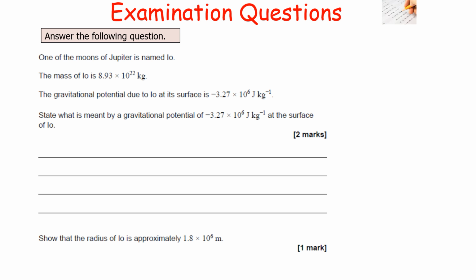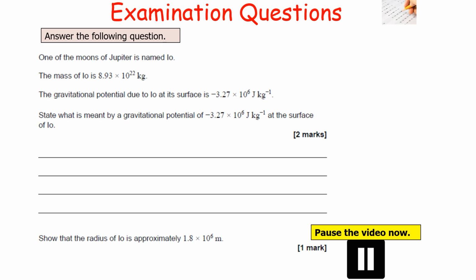The next question says, one of the moons of Jupiter is named Io. The mass of Io is 8.93 times 10 to the 22 kilograms. The gravitational potential due to Io at its surface is minus 3.27 times 10 to the 6 joules per kilogram. State what's meant by a gravitational potential of minus 3.27 times 10 to the 6 joules per kilogram at the surface of Io, and show that the radius of Io is approximately 1.8 times 10 to the 6 meters. So pause the video now, then unpause the video when you want to go through your answer.